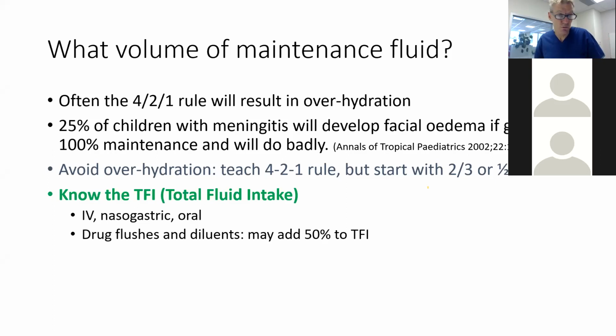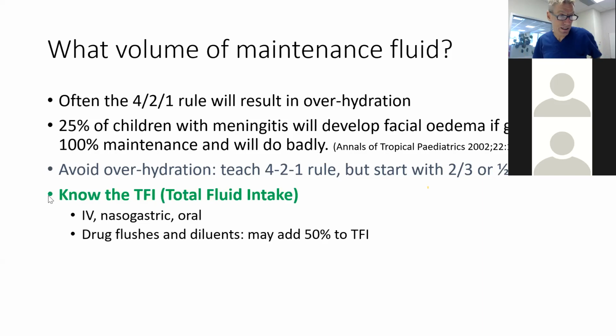We can teach people the 4-2-1 rule, but generally speaking, in a child who's not dehydrated, you should start with 2/3 of that, or even half that. In a child with meningitis or pneumonia, I generally start with half the 150-20 rule and make sure they get that half if they need intravenous fluids, and make sure you've corrected their dehydration. But I would normally start with a half of the 150-20 rule and then reassess them as they go on.